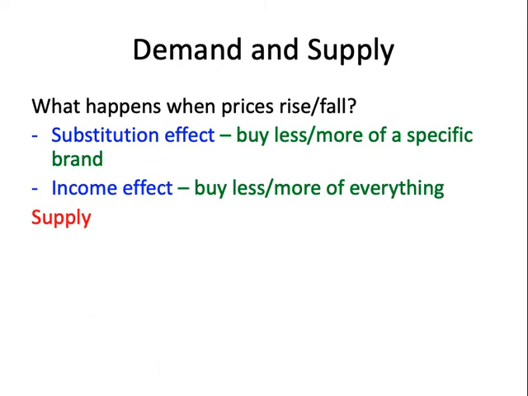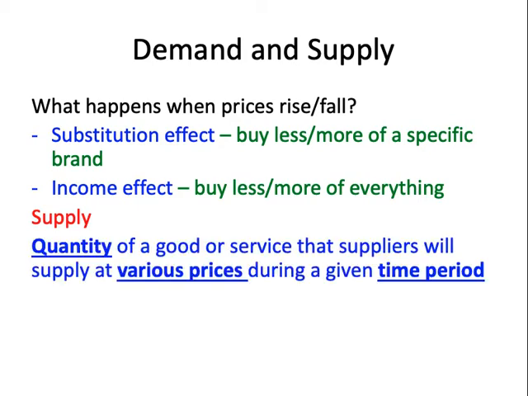The next thing we're talking about is supply. Hopefully we have a decent understanding of what demand is. To understand the other side of the story, there is the supplier, or whoever's supplying the product or service. Very similarly to demand, supply is about the quantity of a good or service that suppliers are willing to supply at various prices during a given time period. The same three variables apply to the definition of supply, so make sure you understand all three points.